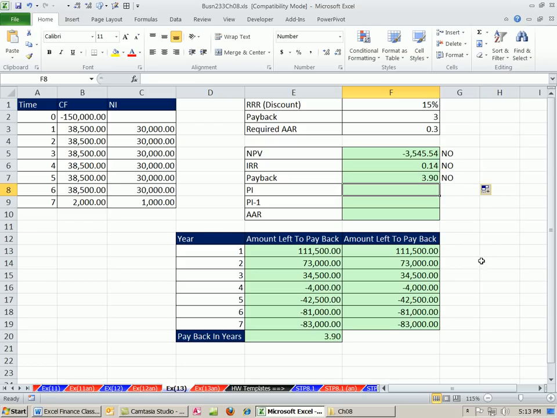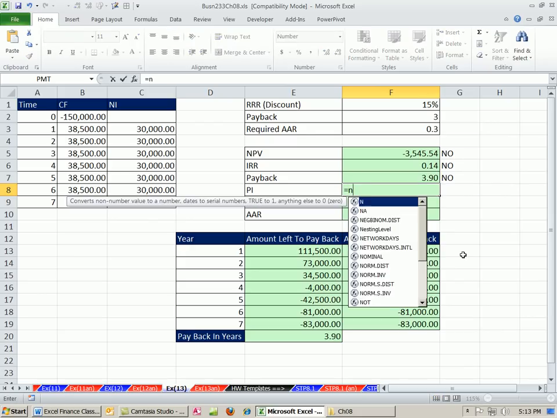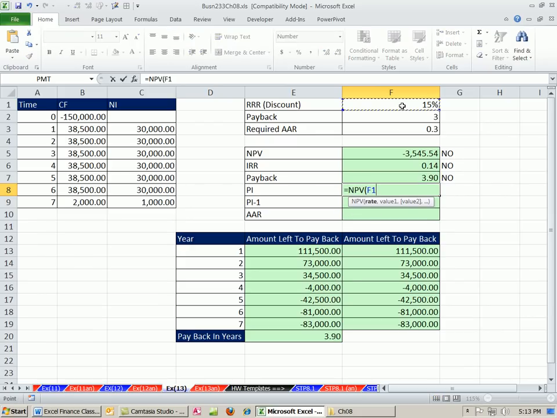The profitability index equals net present value, because we calculate the net present value at 15%, comma, and all of the cash flows one and forward. But for profitability index, unlike a straight net present value, we don't subtract the cost, we divide by the cost. And since it's negative, I need to do a negative sign there. 0.98. Remember, the profitability index rule says less than 1, don't accept. Greater than 1, we accept.